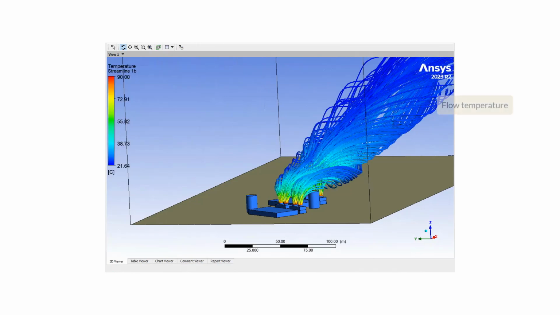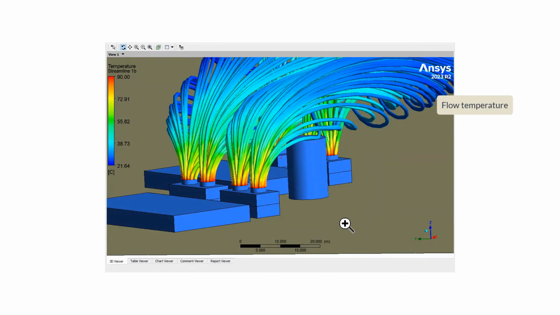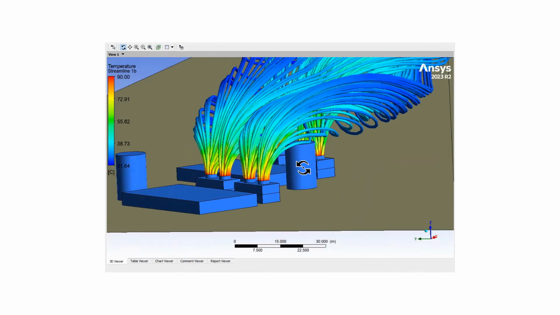The path lines also present the temperature distribution. The maximum value is the same as the boundary condition, 90 degrees Celsius at the inlet of each cooling tower.